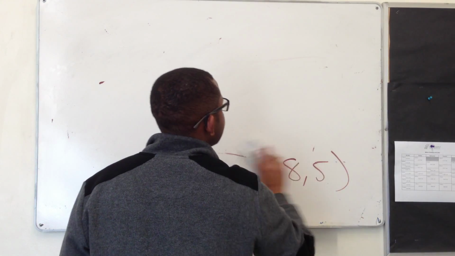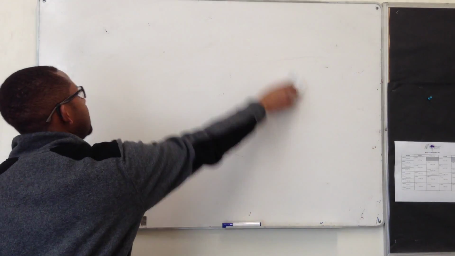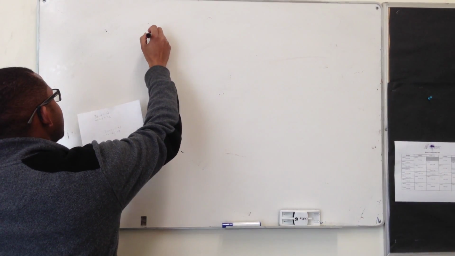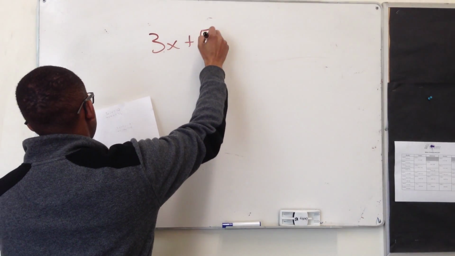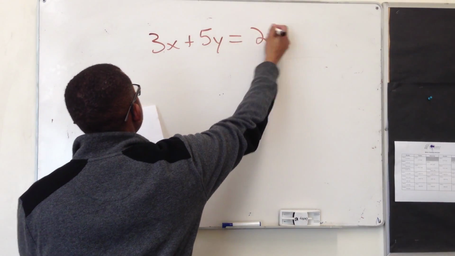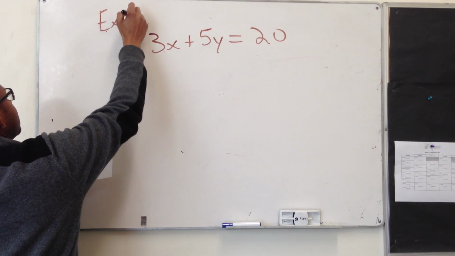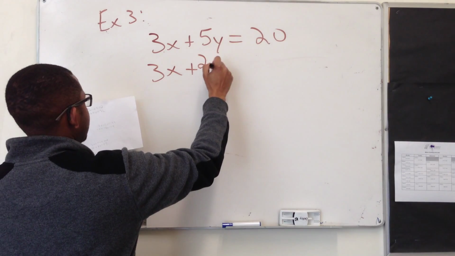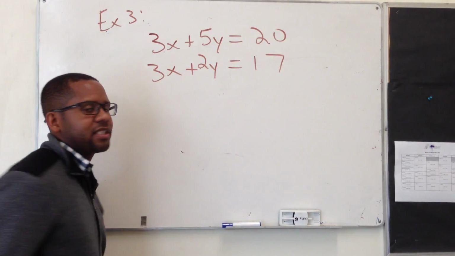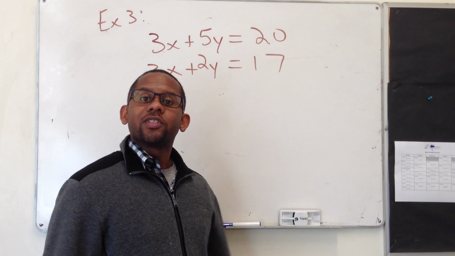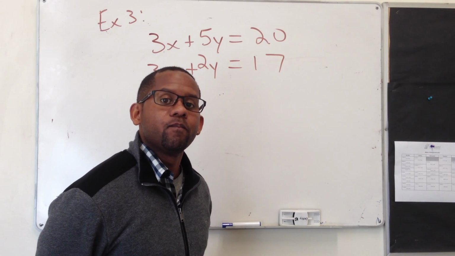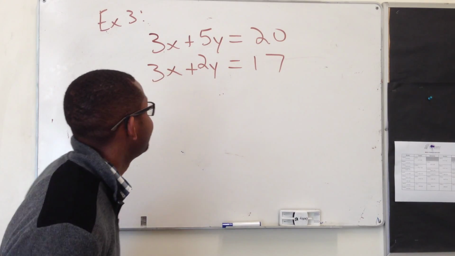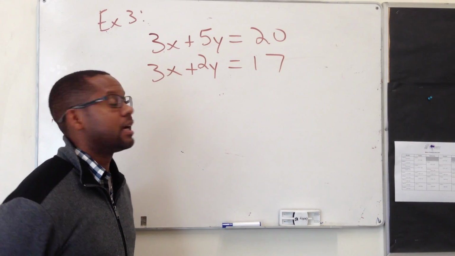Last one we're going to look at. Example 3 says 3x plus 5y equals 20. And 3x plus 2y equals 17. What's going to cancel out here? My hope is that you're looking at this and you're saying nothing is going to cancel out.